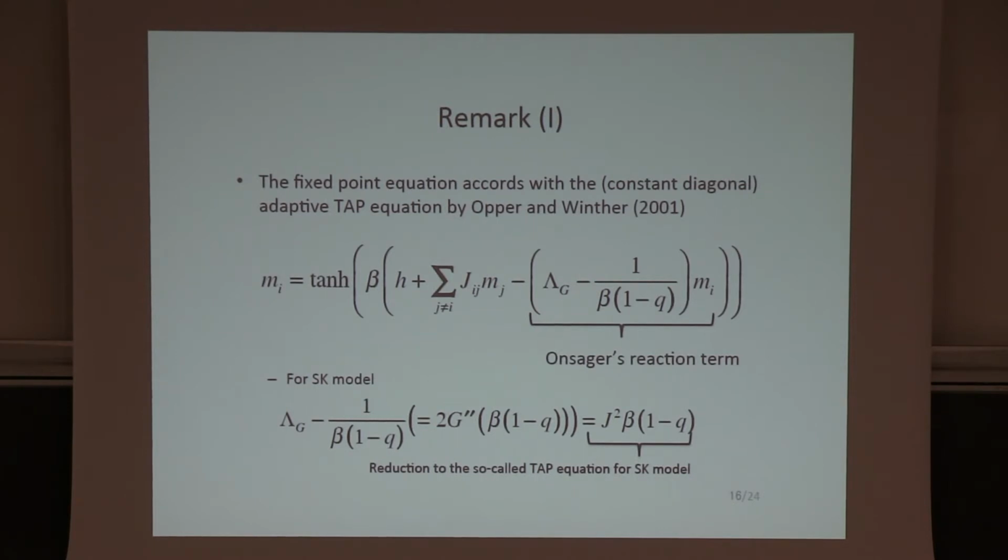Okay, remark. Actually, the fixed point equation goes with the diagonal approximated adaptive TAP equation proposed by Opper and Winther, right? And this is a fixed point condition. And this part corresponds to the Onsager reaction term. And in the case of the SK model, we can show that this Onsager term accords to J squared beta (1 minus Q), and it is known for the SK model. Okay. The known result is retrieved.